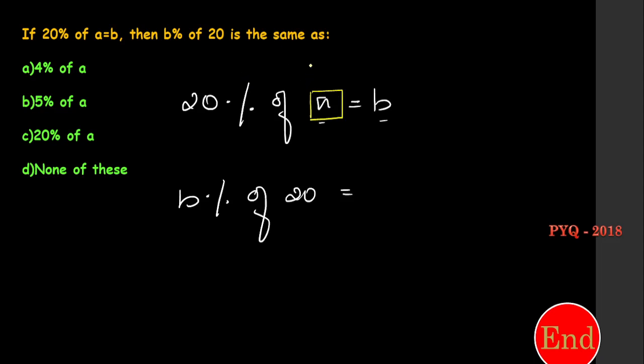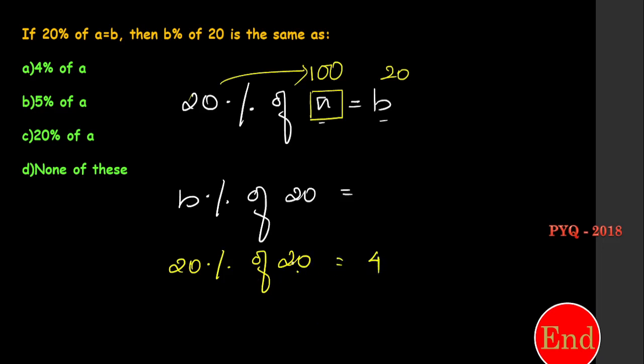Let's take 100. If A is 100, what is 20% of A? 20% of A is 20. So B will be 20. If A is 100, means B is 20. Let's take B is 20. 20% of 20. What is 20% of 20? 10% is 2, 20% is 4. Right?